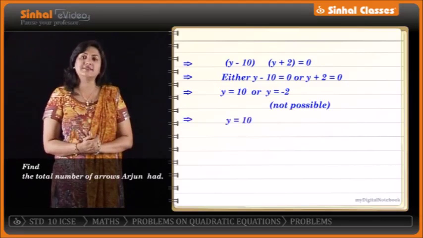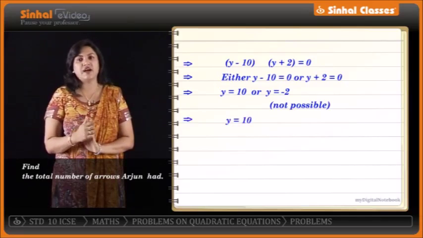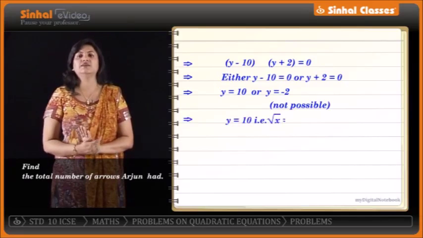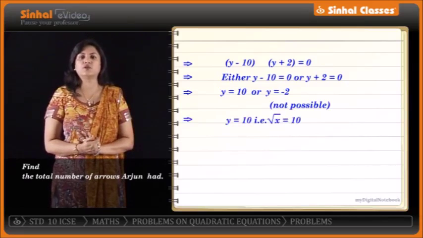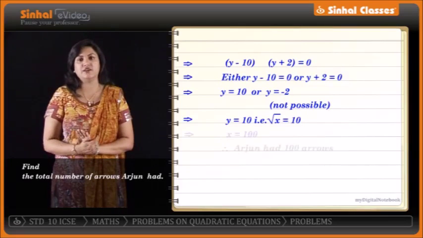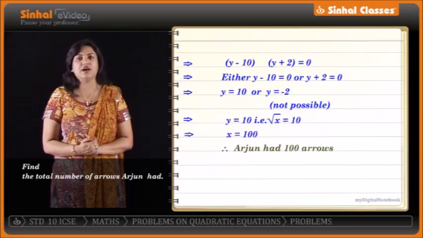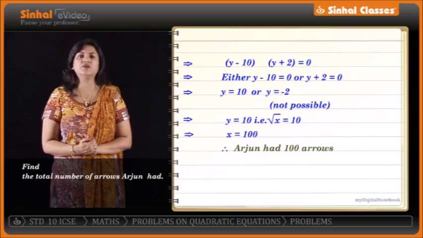But y is equal to root x. So we have root x is 10. So x is equal to the square of that, which is 100. So the number of arrows Arjun had is equal to 100.